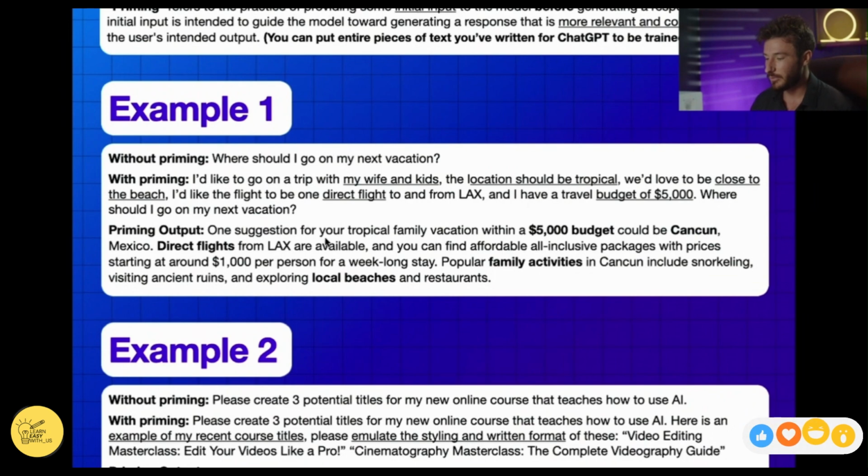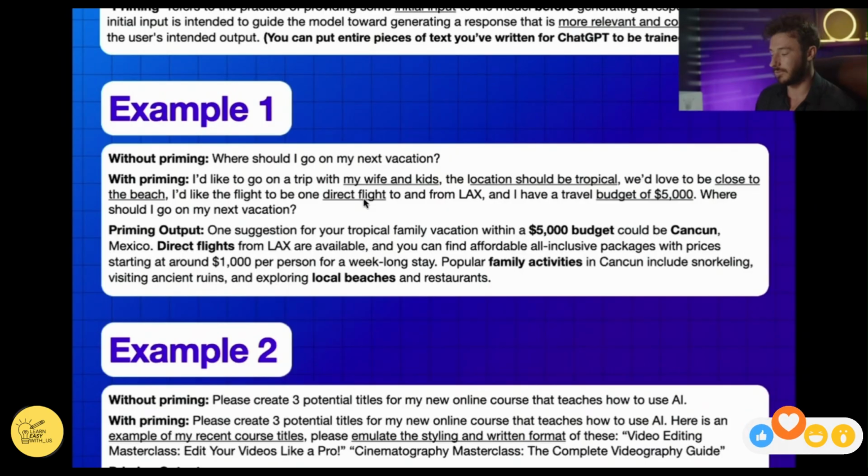And the priming output is: one suggestion for your tropical family vacation within a $5,000 budget can be Cancun, Mexico. Direct flights from LAX are available, and you can find affordable all-inclusive packages with pricing starting around $1,000 per person for a week-long stay. And popular family activities you can do in Cancun include snorkeling, visiting ancient ruins, and exploring local beaches and restaurants. So it addressed who I was with, where I wanted to go, my budget that I had, and having a direct flight from where I live.